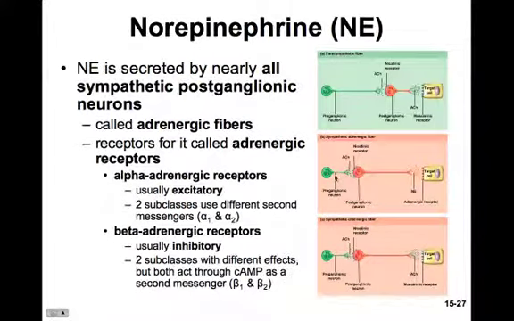Now for norepinephrine, which neurons secrete norepinephrine? All sympathetic postganglionic fibers. Occasionally you'll see a postganglionic fiber in the sympathetic system secreting acetylcholine, but let's just go with it being norepinephrine. What two types of receptors are there? There's alpha adrenergic and beta adrenergic receptors. Usually alpha is excitatory and beta is inhibitory. You may have heard of beta blockers. That's a class of drugs that's specific to blocking a particular type of beta adrenergic receptor.